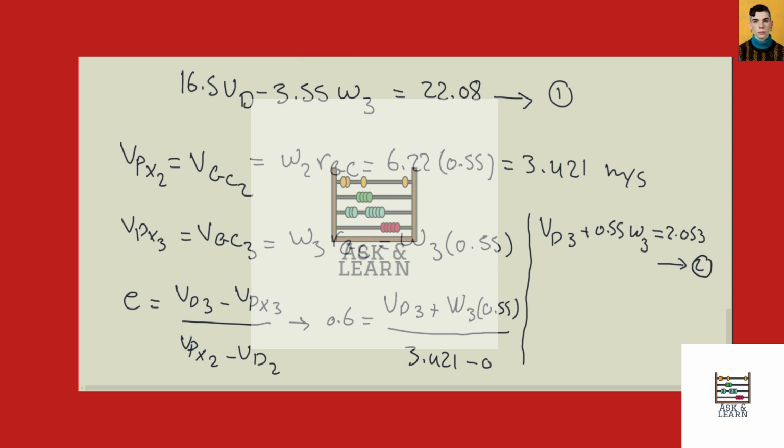By solving the first two equations, 1 and 2, we will get VD3 equals 1.54 meter per second and omega 3 equals 0.934 radian per second.